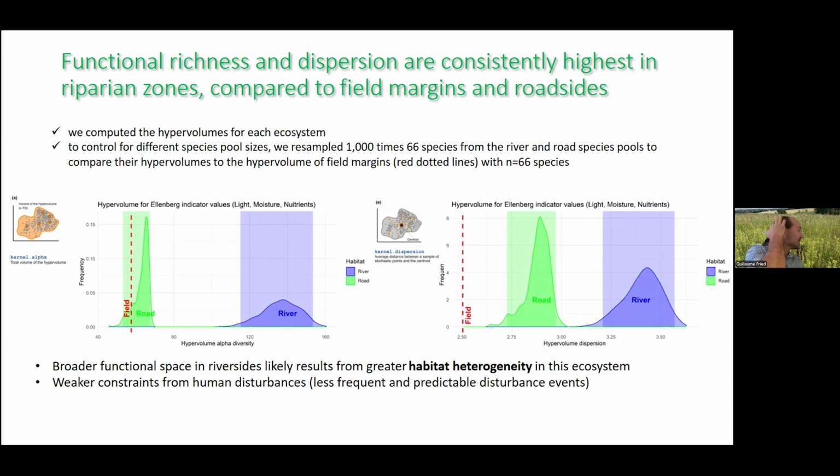So it is probably the most important corridor, but at the same time, field margins and roadsides should not be overlooked in terms of conservation. We have seen that they also have some specific endangered species. So it's also important to keep that in mind.